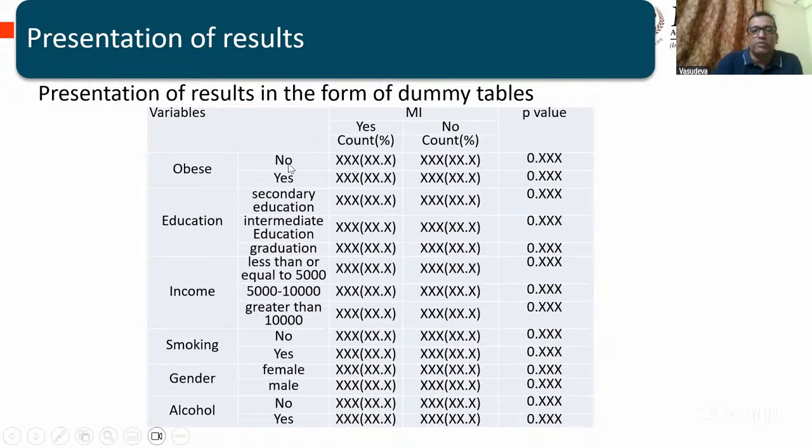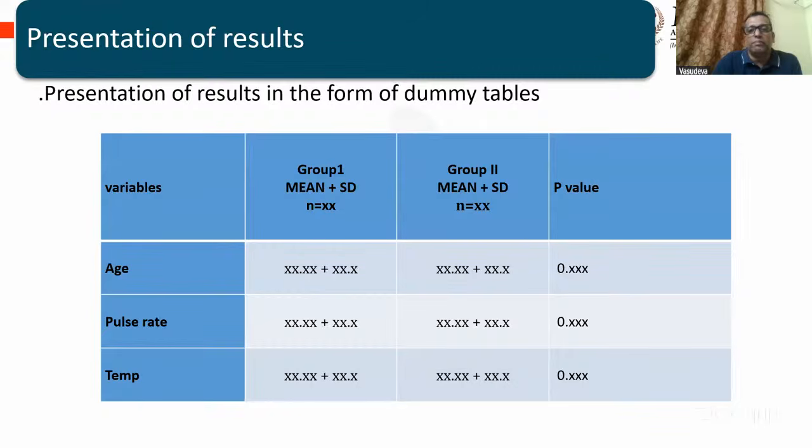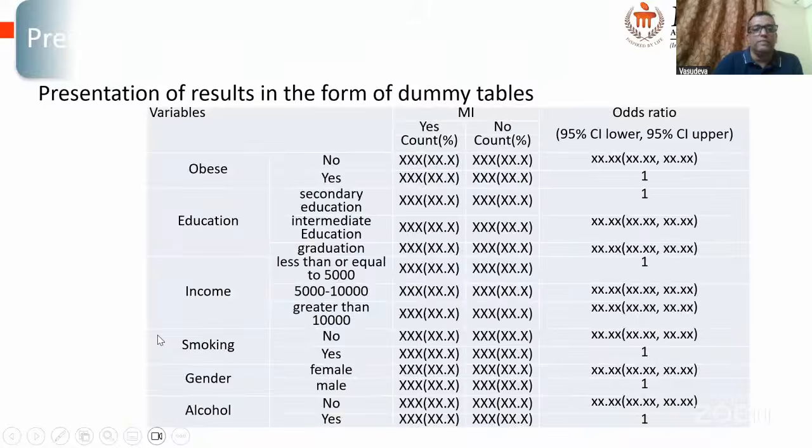Whenever you have a categorical variable, you have to represent the table in this format. If it is a mean I'm comparing, the average value has to be given here with 2 decimal places, the standard deviation with only 1 decimal place, and the p-value we'll be reporting here. Again, we are comparing how much difference there is in the average values, and if the p-value is less than 0.05, we say the difference is statistically significant. So these are all the variables I had just taken.